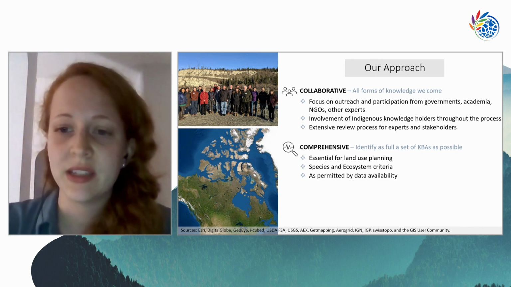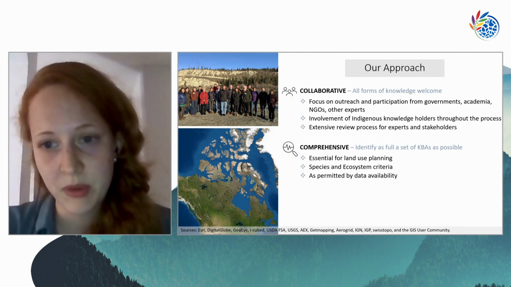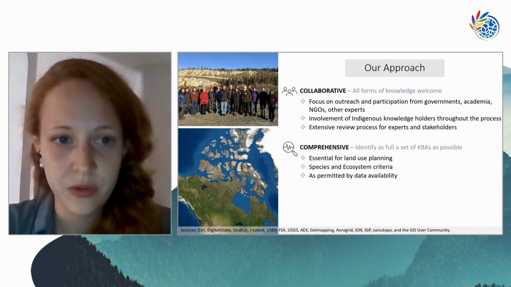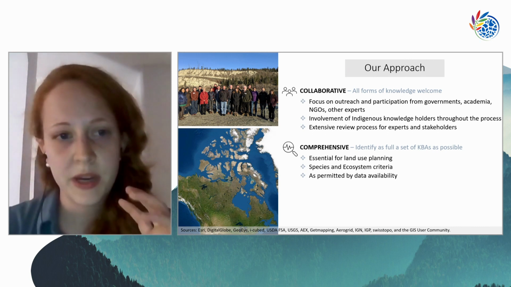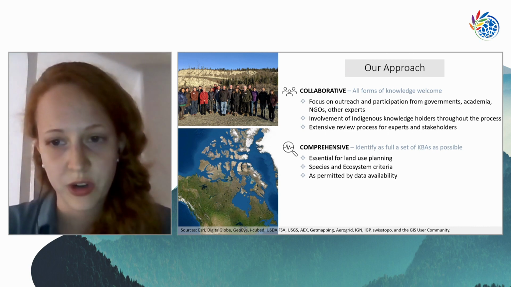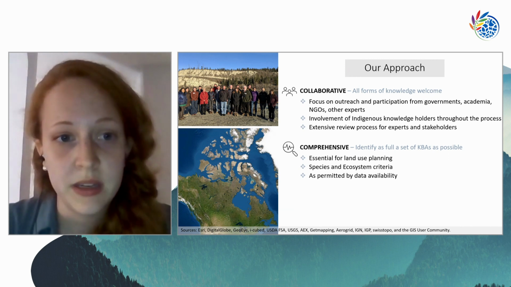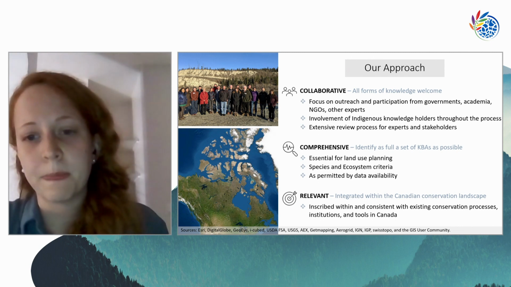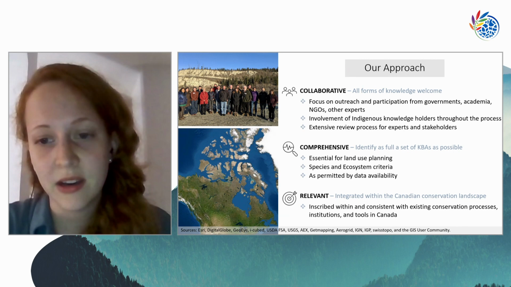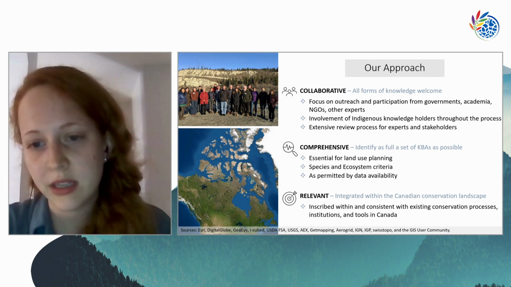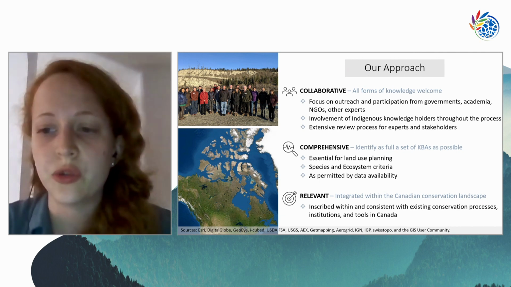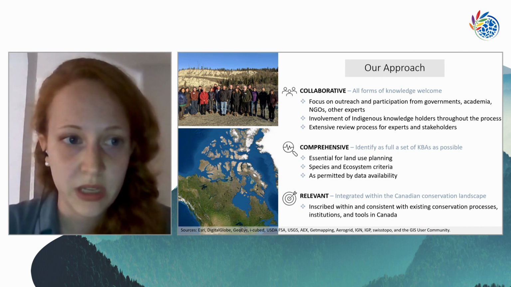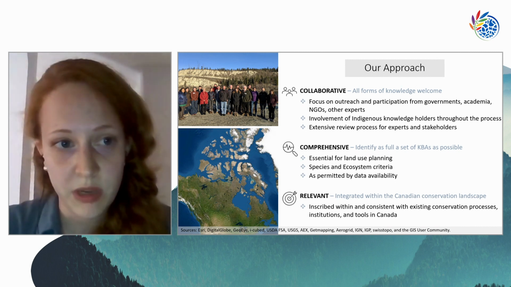The work also is comprehensive, or seeks to be. Much like others have emphasized, we're looking to identify as full a set of KBAs as possible in Canada. This is essential if the output is to be used for land use planning. It means that we come at it from both a species and an ecosystem criteria perspective, as permitted by data availability. We also seek to have a relevant approach, meaning one that is integrated within the Canadian conservation landscape, and specifically within existing conservation processes, institutions, and tools. This is also key to ensuring that the output can be readily integrated into conservation decision-making in Canada.